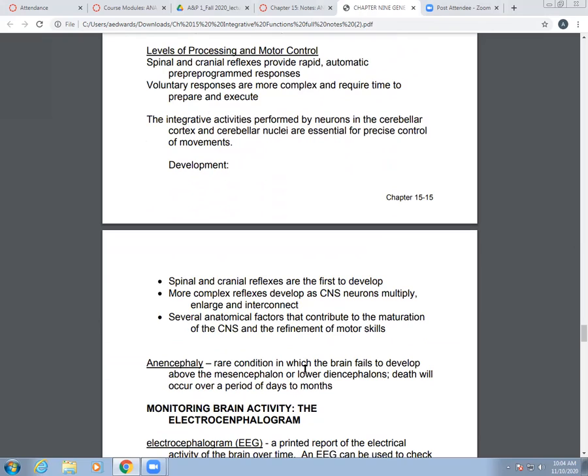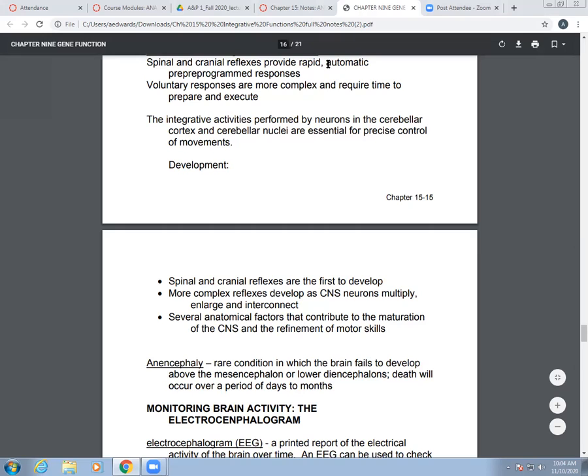Okay, we have different levels of processing and motor control. So the spinal reflexes and the cranial reflexes are going to provide fast and automatic responses that are actually pre-programmed. You have voluntary responses that are going to be more complex. They're going to take a lot more time to prepare them and to execute. Right, and that should make sense. Reflexes are supposed to be fast, right?